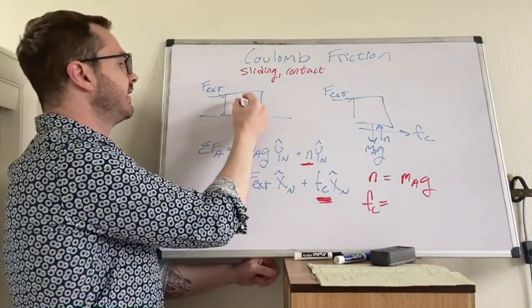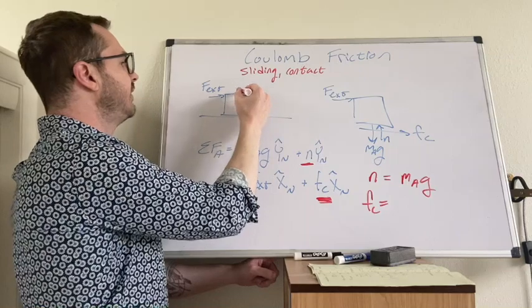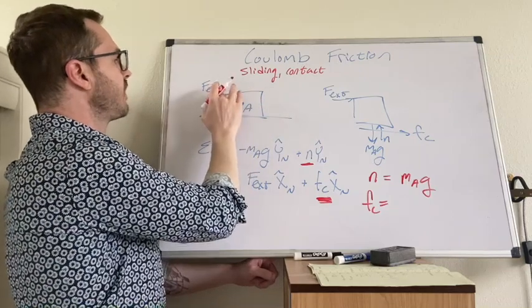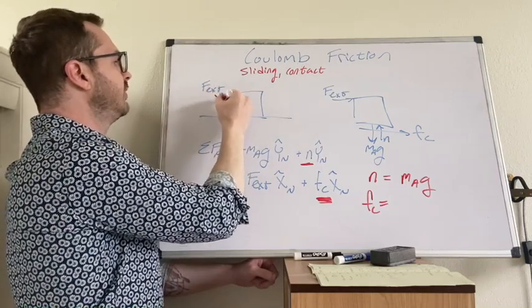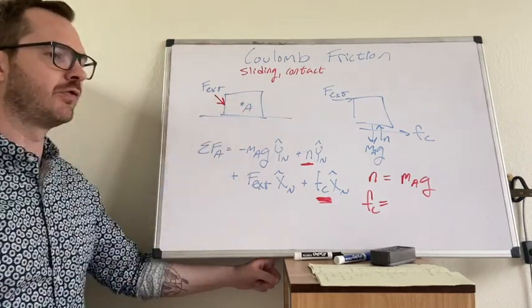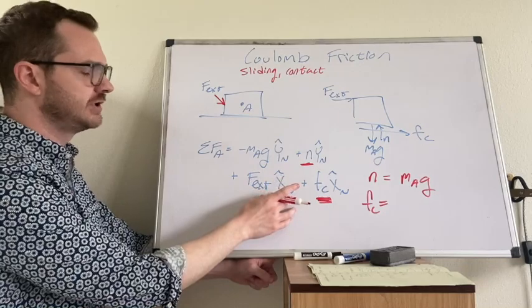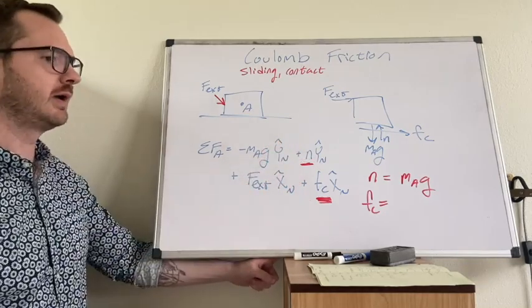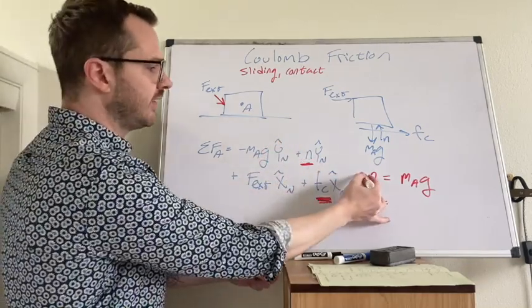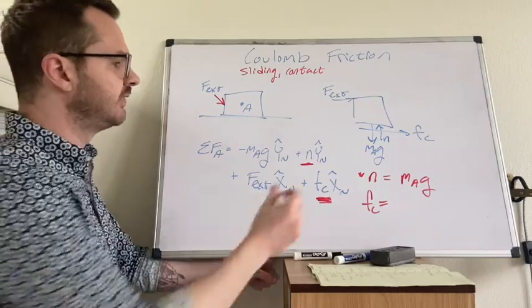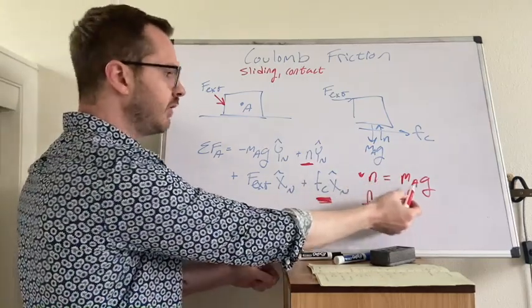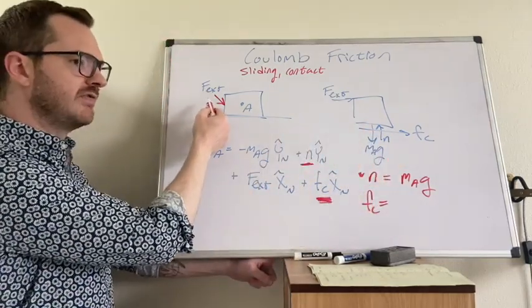Now, I could make this problem more complicated. I could do something as simple as this. I could angle the external force such that the external force now has a portion in the x and a portion in the y. That would make this no longer be true, because now the normal force would have to cancel both gravity and that portion of F external.